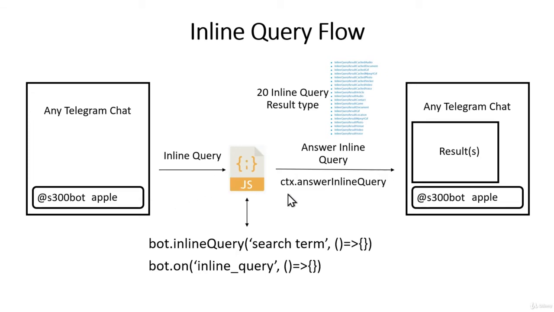To handle the query, there are mainly two methods that we can use. The first one is the bot.inlineQuery method, along with the search term that we want to invoke this method. Or we can use the listener, bot.on, to invoke on any inline query. Then using one of the inline query results that we have chosen, we follow the documentation on how we can structure our result and send the result with the context.answerInlineQuery method. So back in Telegram, the result will pop up as a scrollable window on the user's screen.